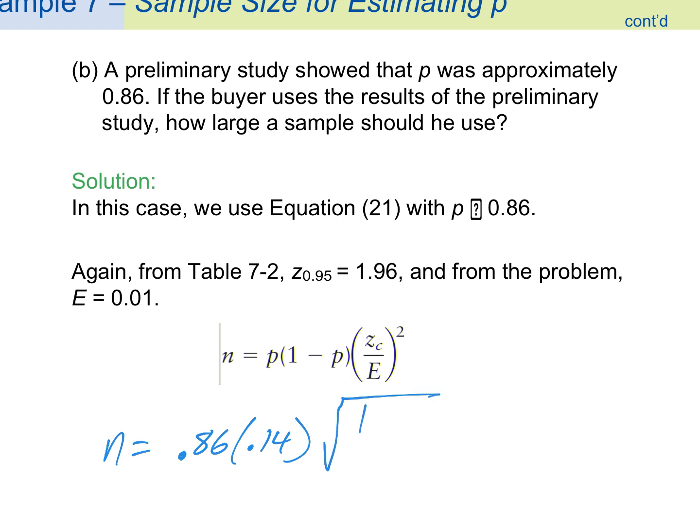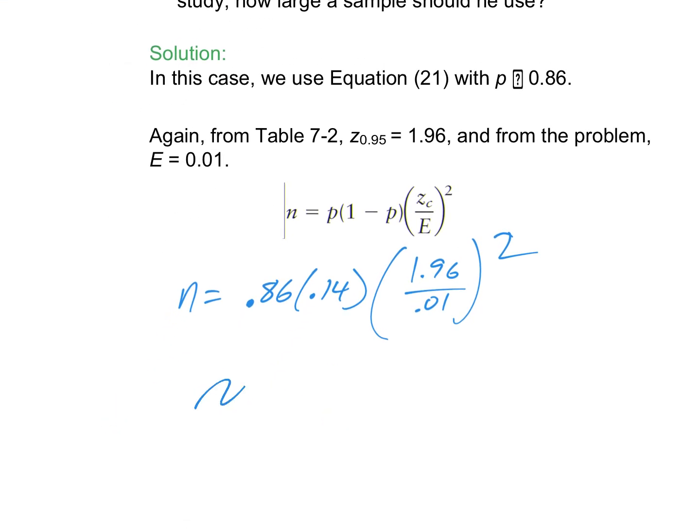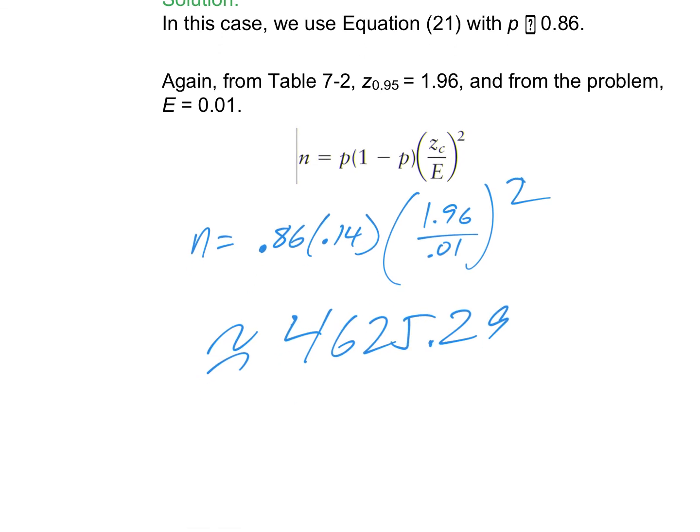It's still going to be 95%, so 1.96. And it's still the, oops, I don't know why I put a square root. Sorry about that. My head was on the other formula for some reason. Squared and 0.01. So 1.96 divided by 0.01 squared. This time I'm going to multiply by 0.86 times 0.14. It spits out 4625.29. Everyone, what is the answer? 4626.